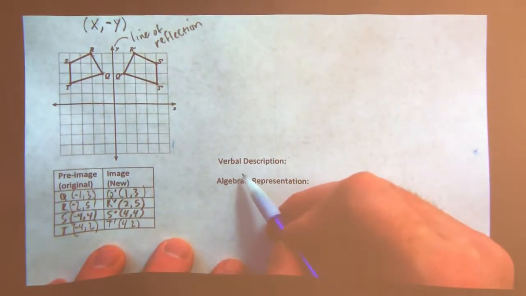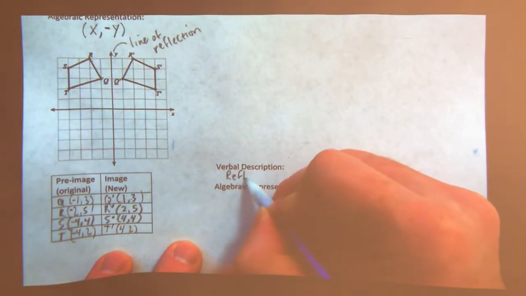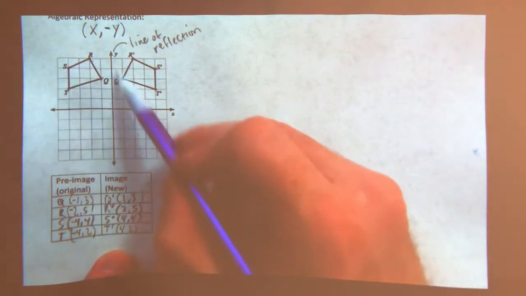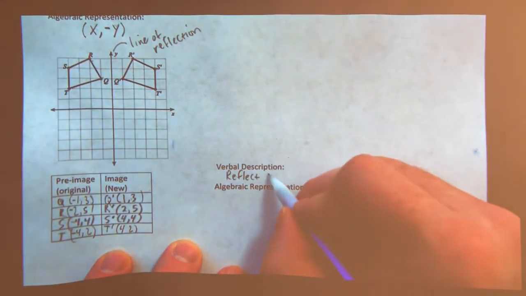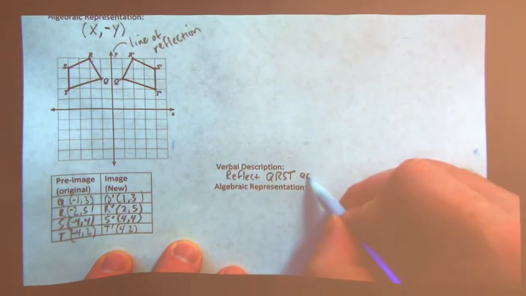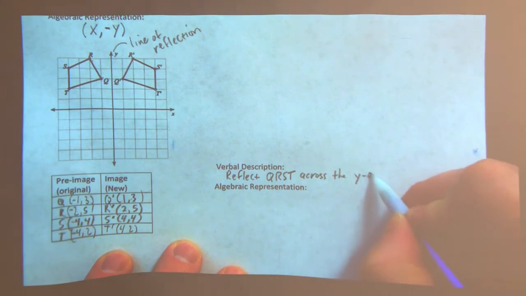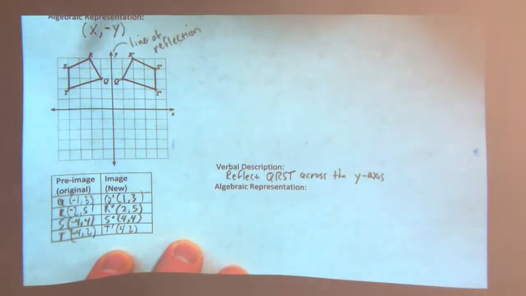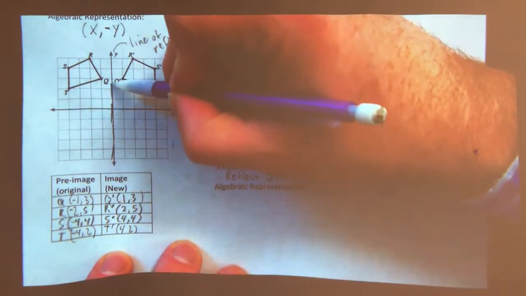So the verbal or written description of this move is just that it's a reflection. So we would say reflect, and we could name the polygon, reflect QRST. We'll do that this time. Reflect QRST across, this time, the y-axis. And that's what we did. Here's QRST, that's this guy, and we reflect it across the y-axis. Here's the y-axis. So this is our line of reflection.